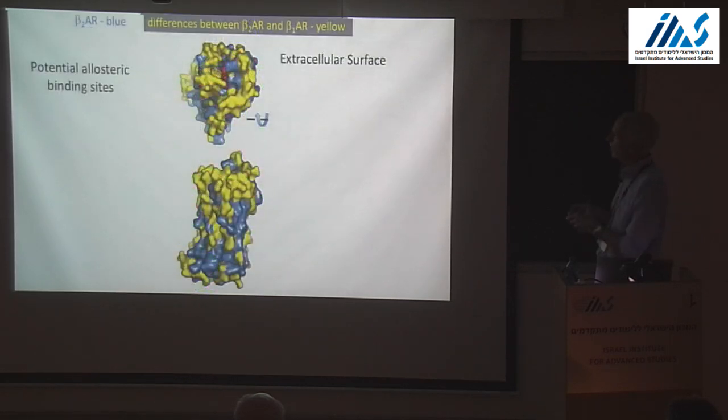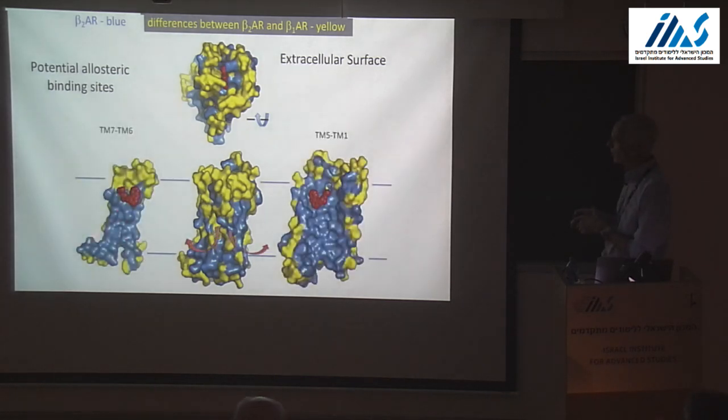The reason you want allosteric modulators is because they take advantage of differences between receptor subtypes. So if this is a beta-2 colored in blue, regions where it differs from beta-1 are in yellow. So this is the outer surface. This is the extracellular surface. If we crack the receptor open and look at the inner surface, you can see there's a lot of yellow in the extracellular vestibule, but all the rest is blue. So the binding pocket, the orthosteric pocket, is virtually identical.